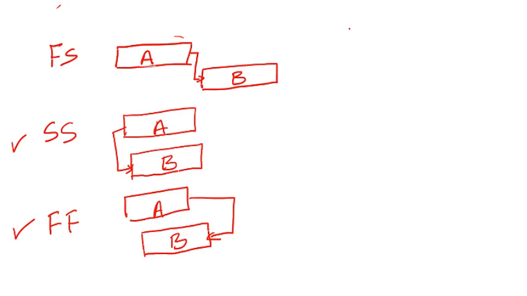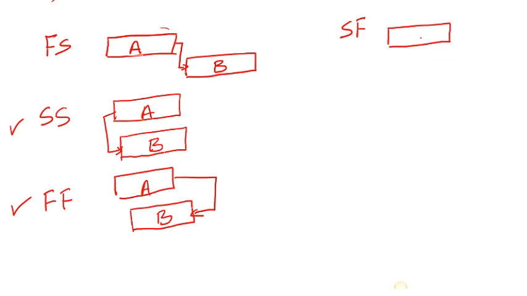Then the last one, which is rarely used, is what we refer to as a start to finish relationship. In a start to finish relationship, we're simply saying that the predecessor activity must start before the successor activity can finish. Or we're simply saying that any of these activities must start before the next one finishes. In other words, start to finish simply means that A must start before B can finish. This is a start to finish relationship.